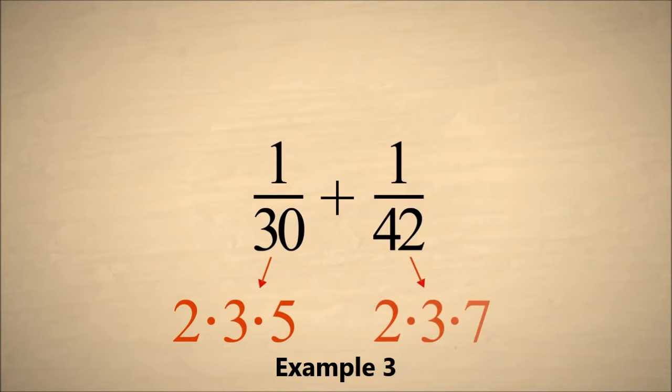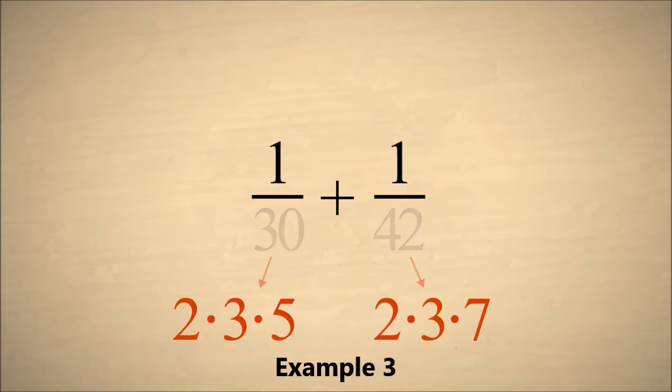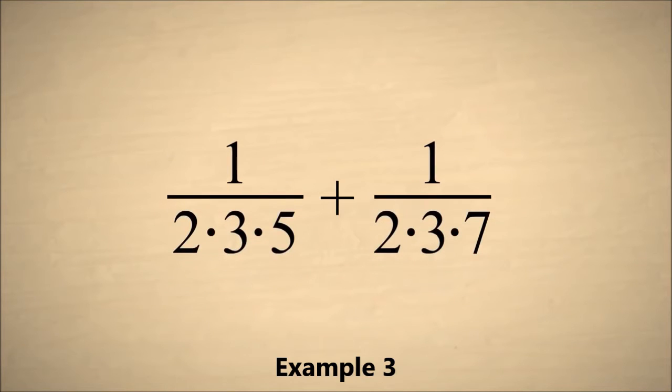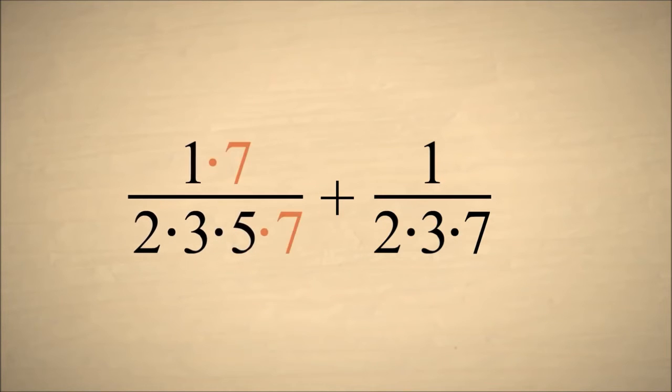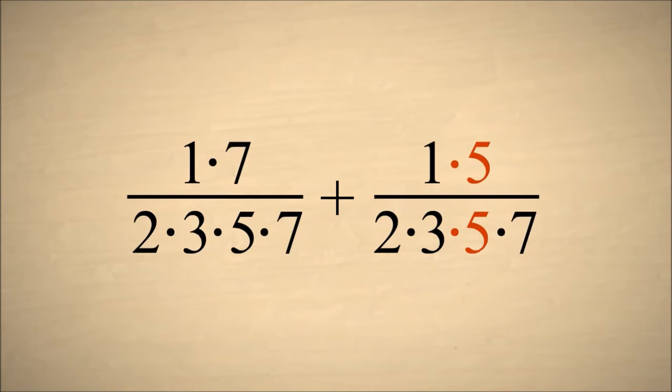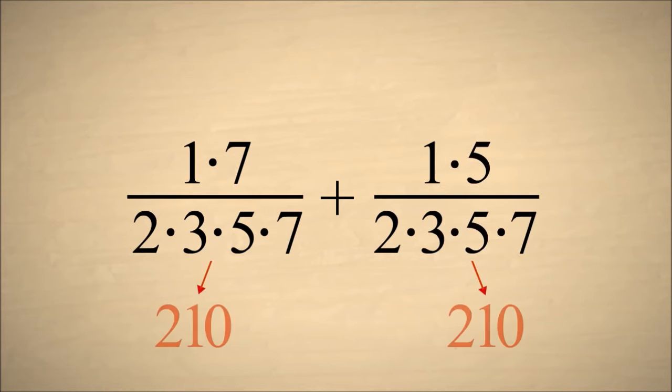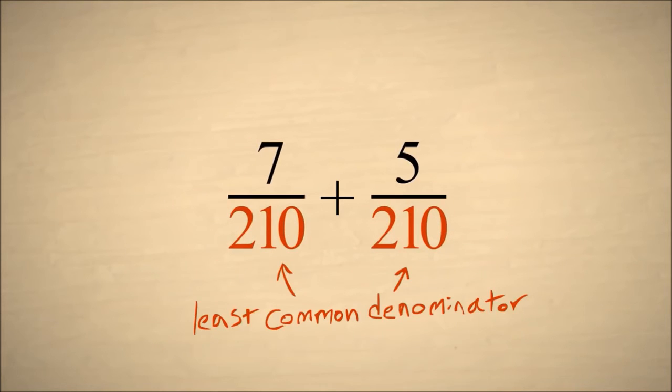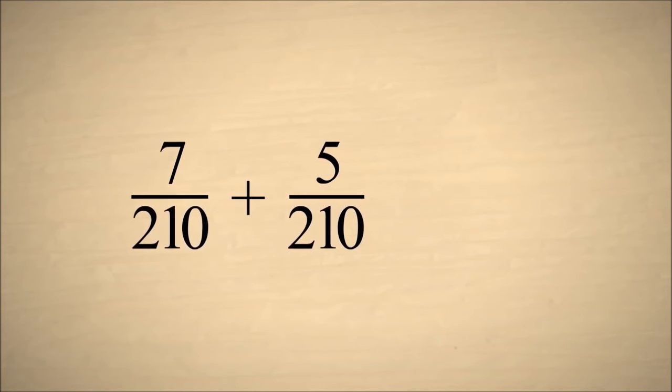Factoring each denominator, we see that the first denominator needs a factor of 7 that the second denominator has, and the second denominator needs a factor of 5 that the first denominator has. So we multiply the top and bottom of the first fraction by 7, and the top and the bottom of the second fraction by 5. The two fractions now have a least common denominator of 210, and we can now add their numerators.